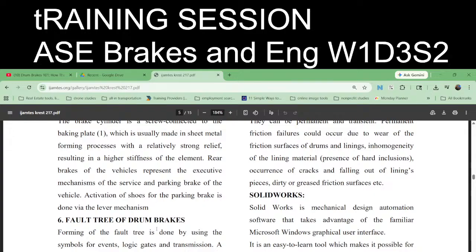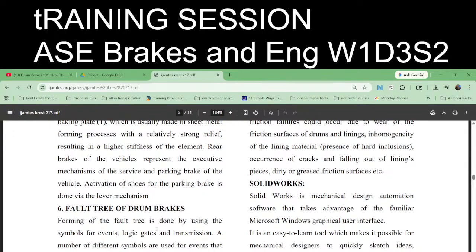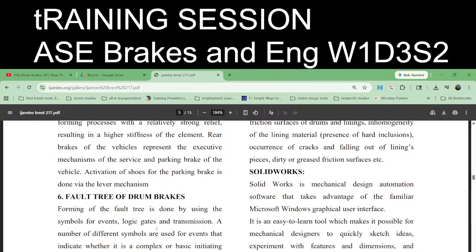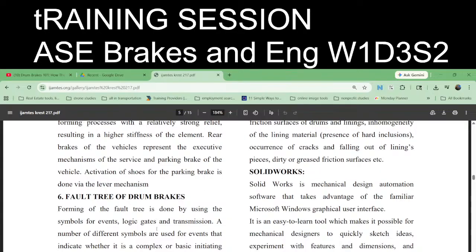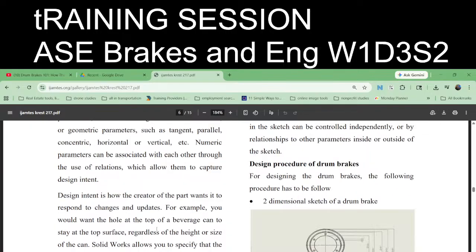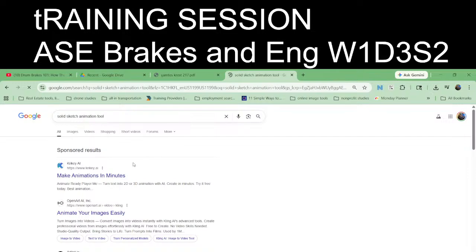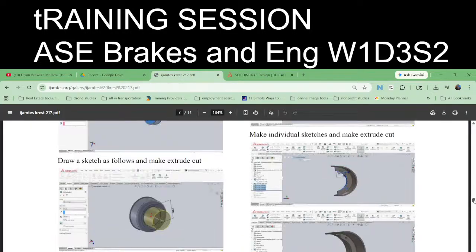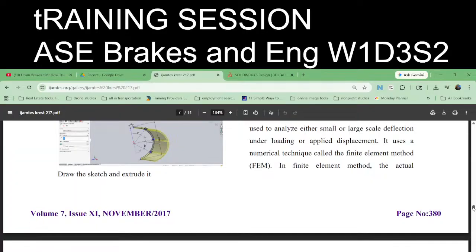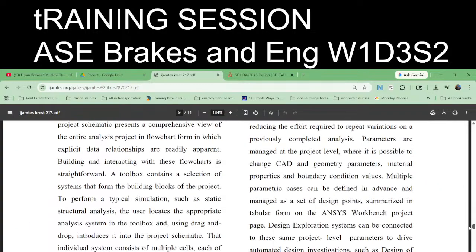SolidWorks, the familiar Microsoft tool, which makes it possible to set dimensions, and typically we might need to just go into SolidWorks. The edge of the right drum brake pad. Also run simulations.